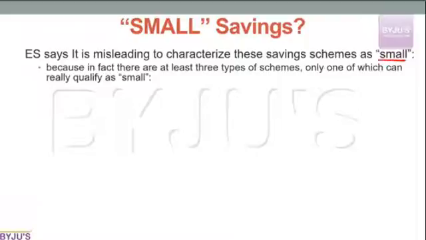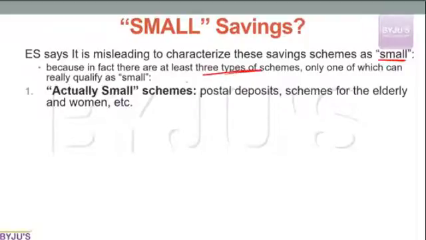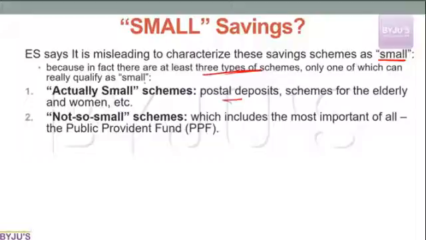Again, on small savings, the Economic Survey says that these are actually not small. It says there are 3 types of schemes. There are actually small schemes, such as postal deposits and schemes for elderly women. That is what the Economic Survey calls actually small. There are some not-so-small schemes. An example is the PPF, the controversial area, the Public Provident Fund.